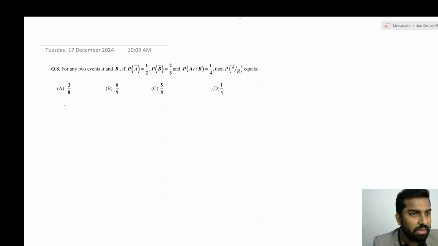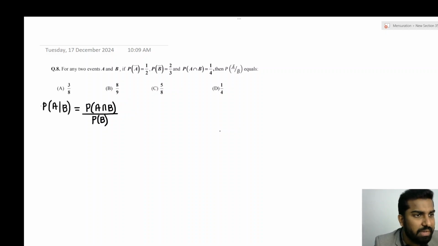So we know conditional probability, P of A given B, the formula that everyone knows. P of A given B will be equal to probability of A intersection B divided by probability of B. This is the basic formula, so by using this formula we can apply the same concept here. This is the basic formula we studied in conditional probability.